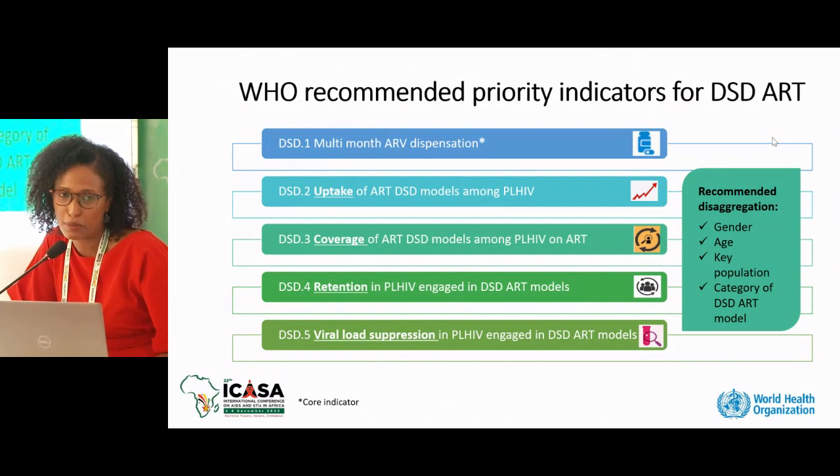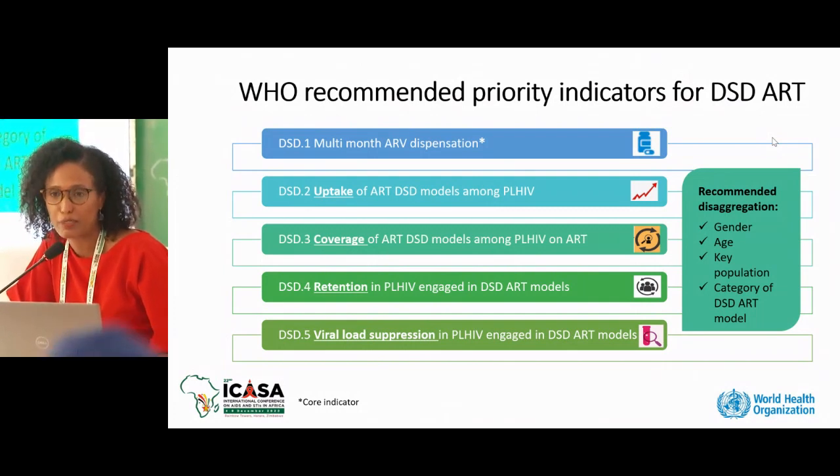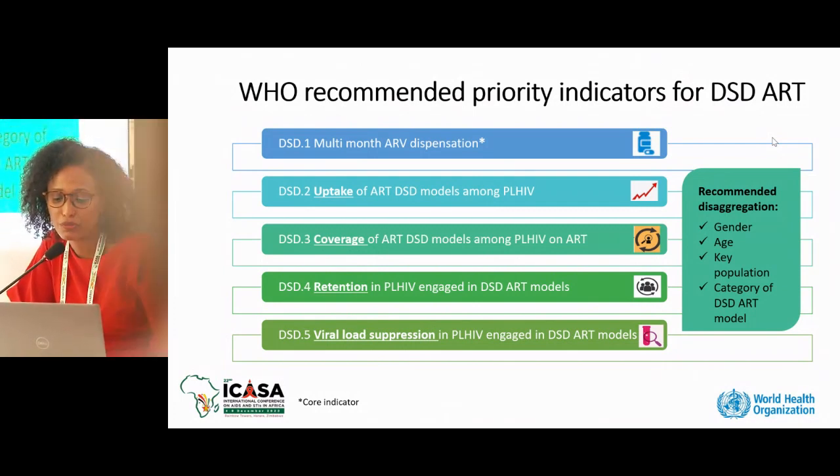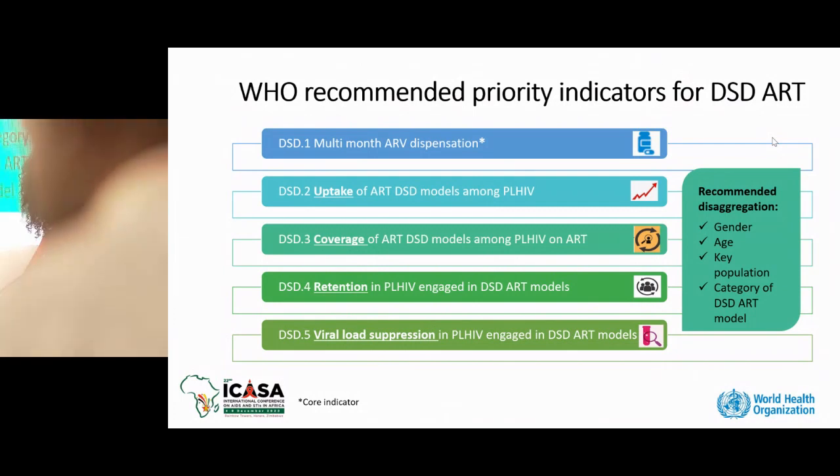And then the fourth and the fifth indicators critically measure the key outcomes of retention in care and viral load suppression. And WHO recommends these indicators so that countries are able to assess treatment outcomes and hopefully demonstrate improved viral load suppression and retention in care. So really important for countries to be able to monitor this through their routine monitoring system.